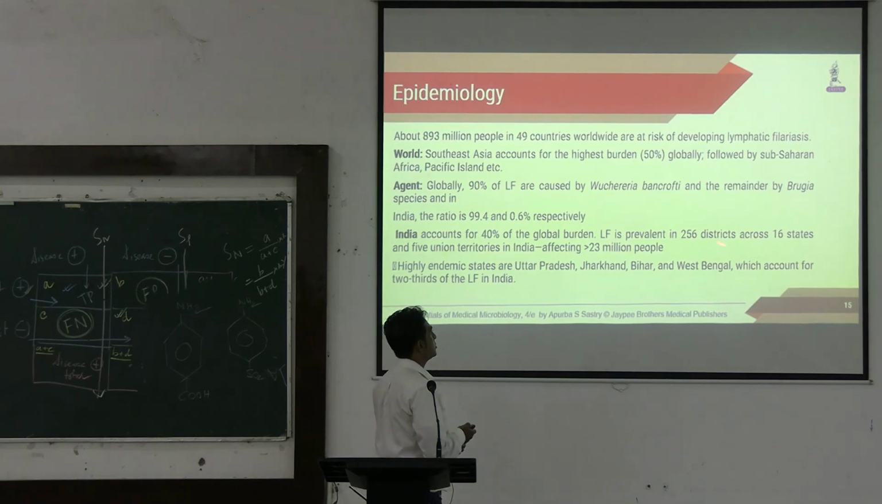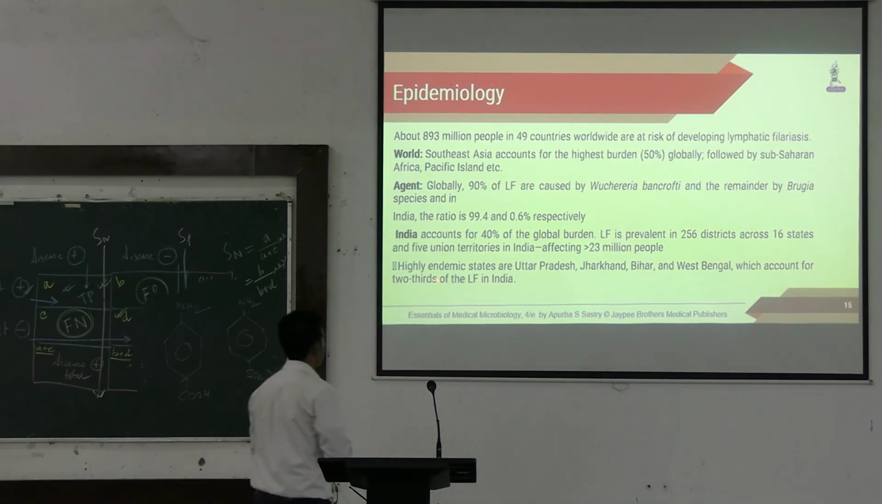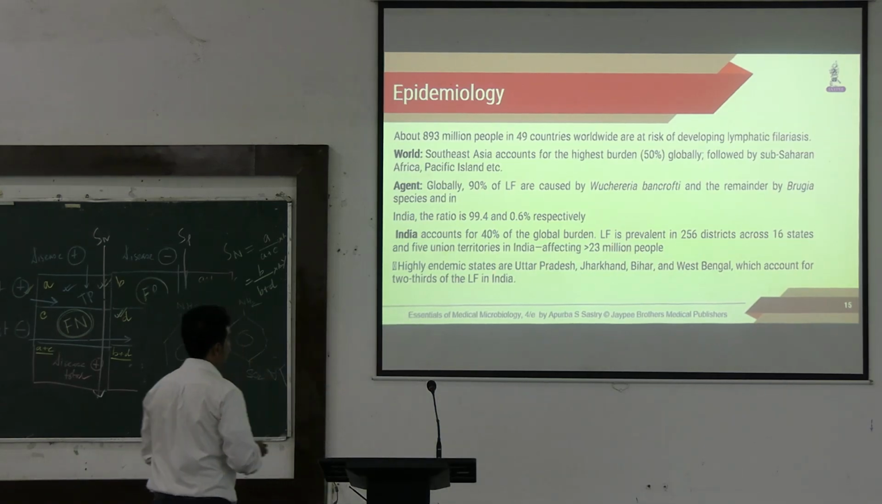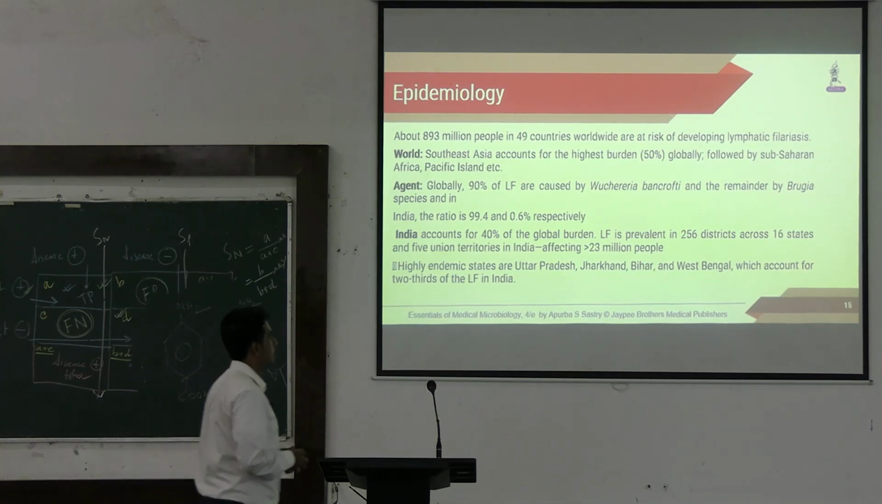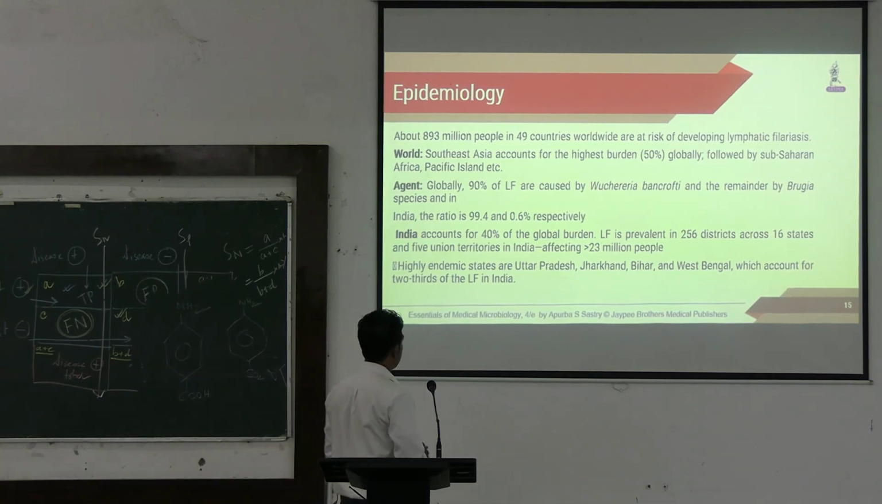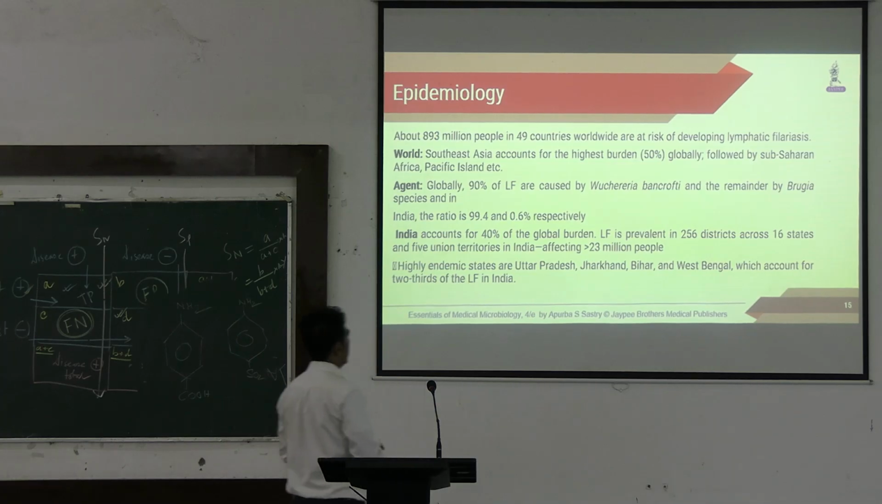This is prevalent in 256 districts across the 16 states, affecting more than 23 million people. The highly endemic states are UP, Jharkhand, Bihar and West Bengal, which account for at least 2/3 of the cases of filariasis in India.